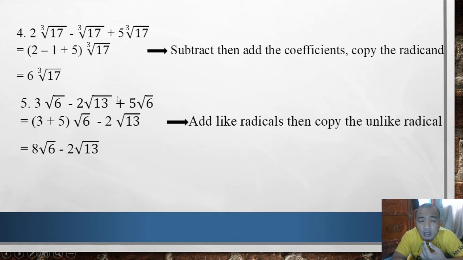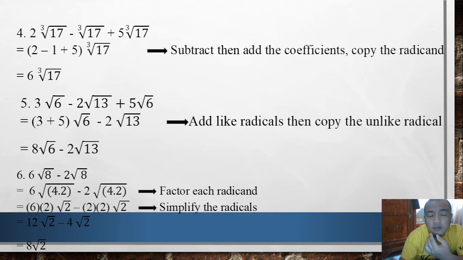Then subtract the dissimilar radical or unlike radical here. So 3 plus 5 is 8. 8 square root of 6 minus 2 square root of 13 is the answer. We cannot anymore simplify this because they are unlike radicals.